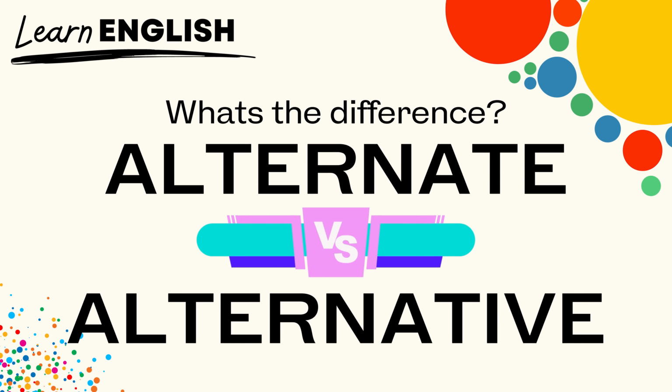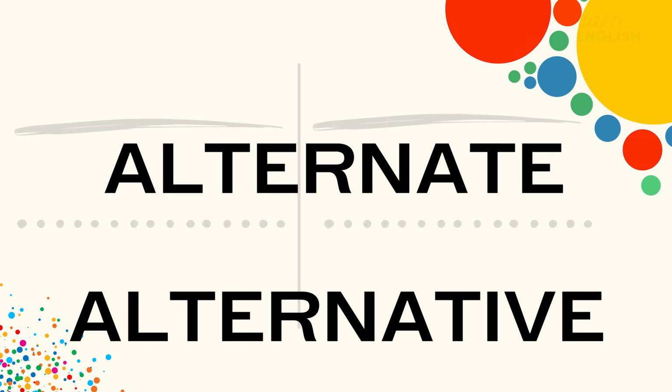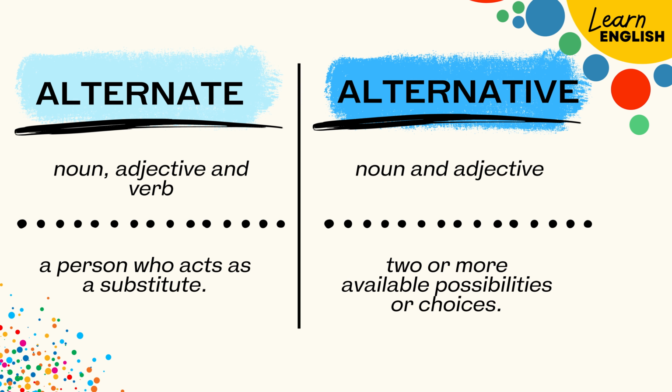What's the difference between alternate and alternative? Alternate is a noun, adjective, and verb. Alternative is a noun and adjective. Alternate refers to a person who acts as substitute, which is in American English.